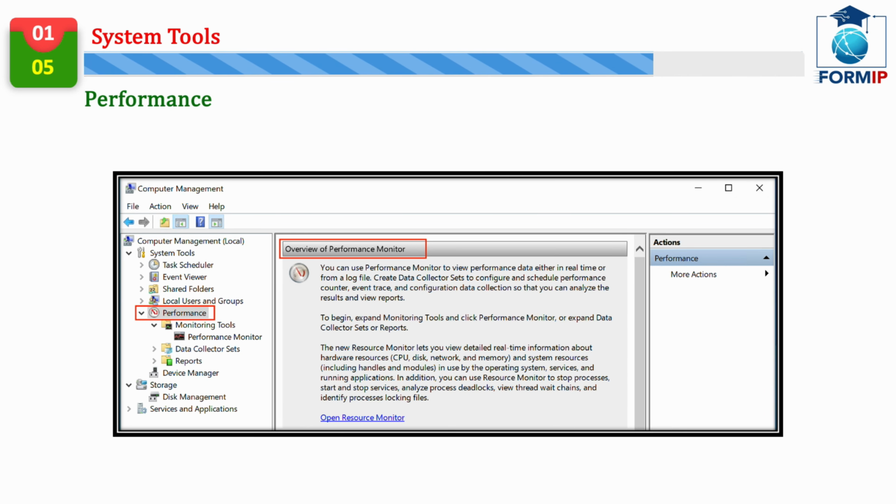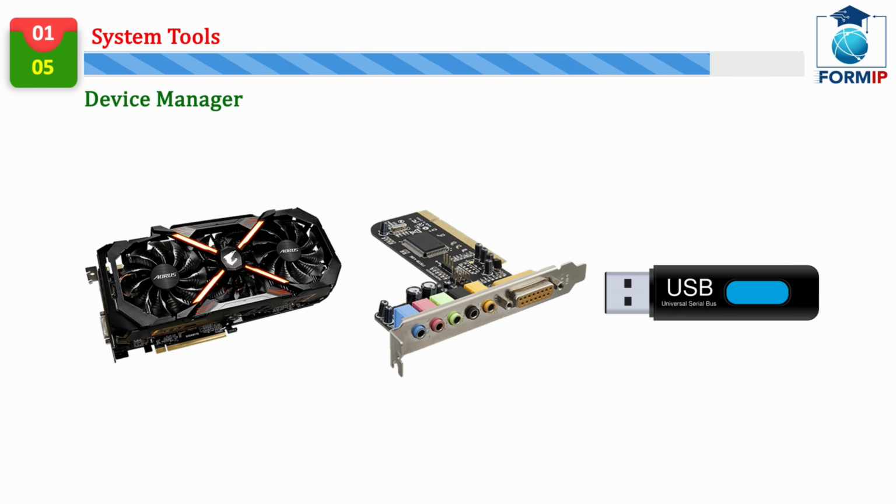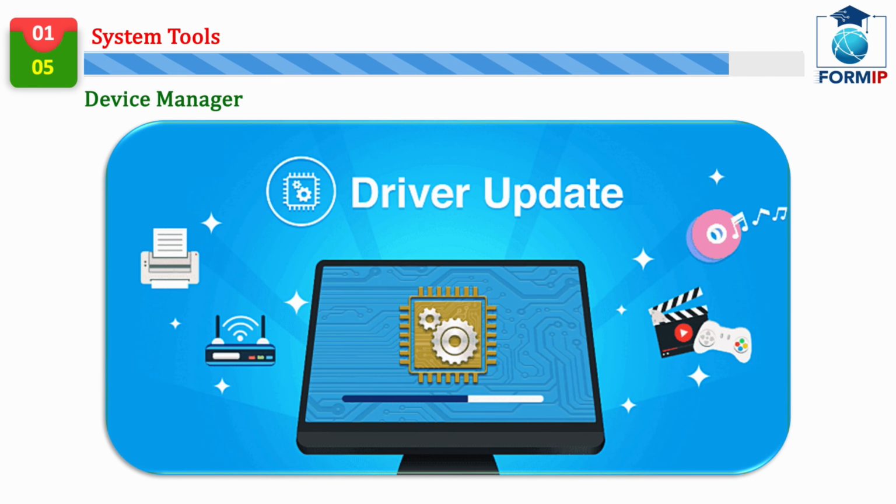Performance. Let's now quickly move on to the Performance tab, which allows you to collect data on the performance of the PC, in real time or stored in a log file. Device Manager. And finally, the Device Manager allows you to manage all the devices on the machine, such as the graphics card, the sound card, USB ports, etc. This is where we can see if a component is not up to date. That is, if it needs to update its drivers to work properly.